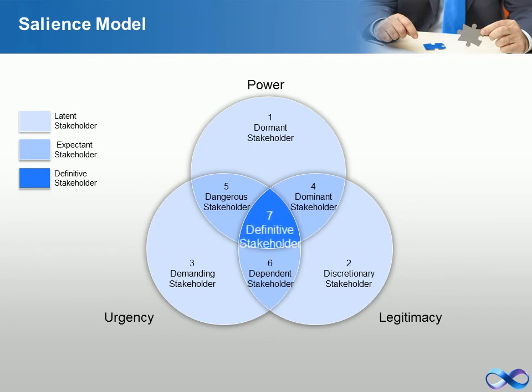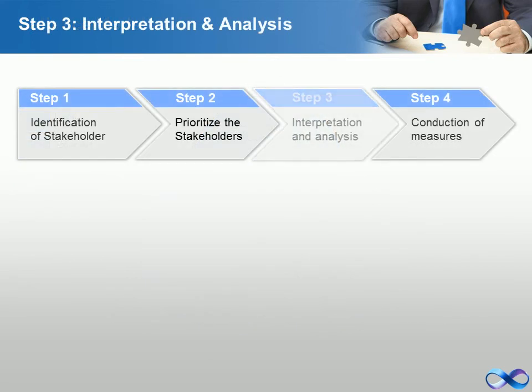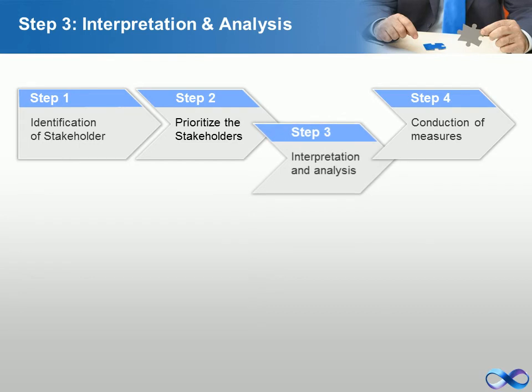Step 4. Conduction of measures. Based on the findings from the analysis and possibilities of cooperation performed in Step 3, the following are done. Estimation of risks, threats and opportunities. Development of a stakeholder management strategy.